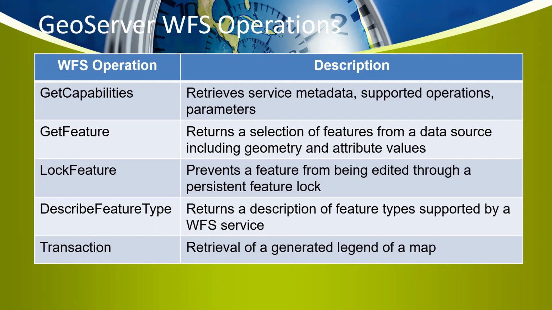Then we have the described feature type. The described feature type returns a description of feature types supported by the WFS service, okay? Then we also have the transaction. So transaction is a retrieval of a generated legend of a map. In our case, we are going to look at the get capabilities and the get feature, and I think the describe feature type.